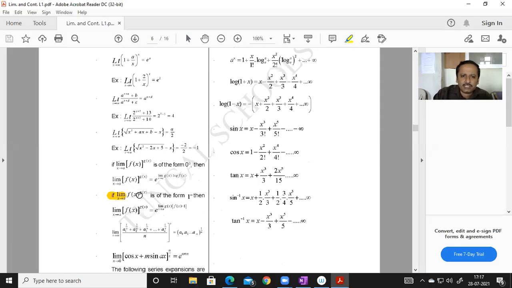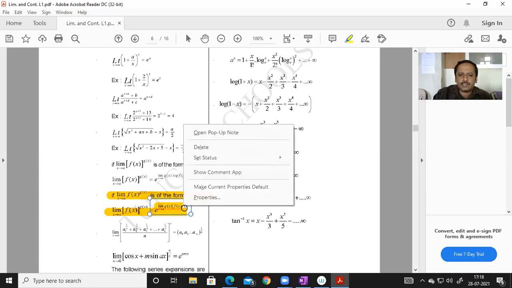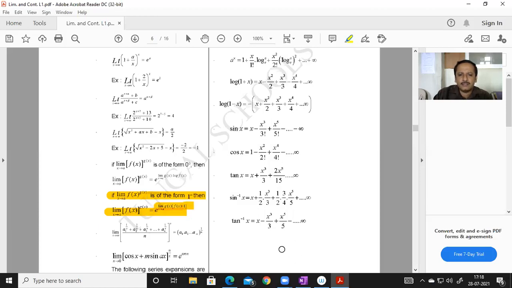If limit x tends to infinity f of x to the power g of x is of the form 1 power infinity, then limit x tends to infinity f of x to the power g of x is equal to e power limit x tends to infinity g of x into f of x minus 1. Okay. So if limit x tends to infinity f of x to the power g of x is of the form 1 power infinity, then it is equal to e power limit x tends to infinity g of x into f of x minus 1. Okay, so this formula I would like to use.